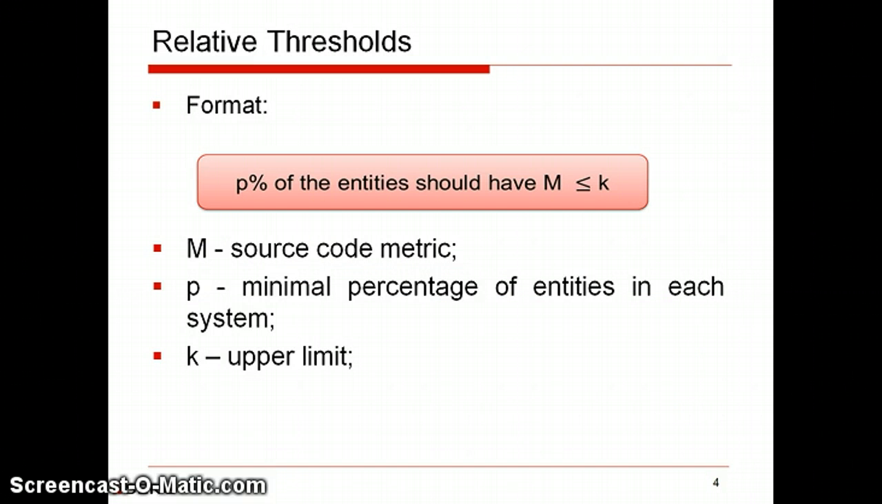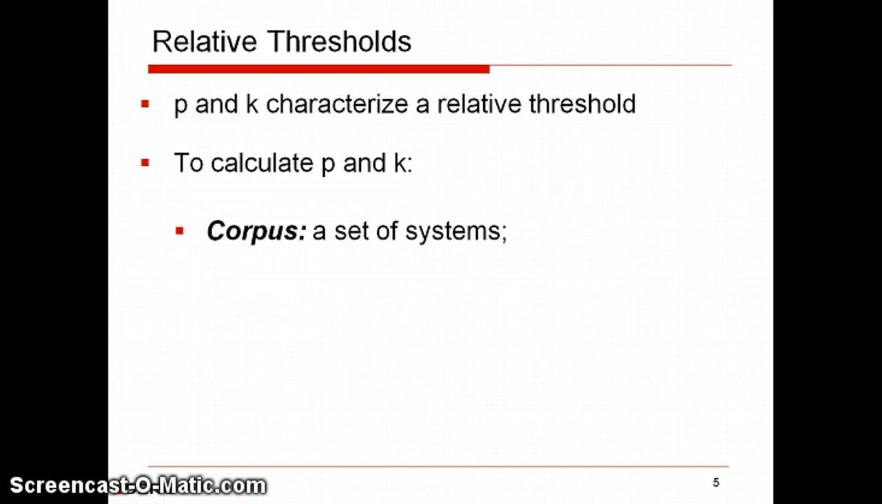Basically, the goal is to derive relative thresholds with the following format. P% of the entities should have M less than or equal to K, where M is a source code metric and P is the minimum percentage of entities in each system that should respect the upper limit K. As you can see, we assume that the values of P and K characterize our relative thresholds for a given metric M. Then, to calculate the values of P and K, our method depends on a corpus.